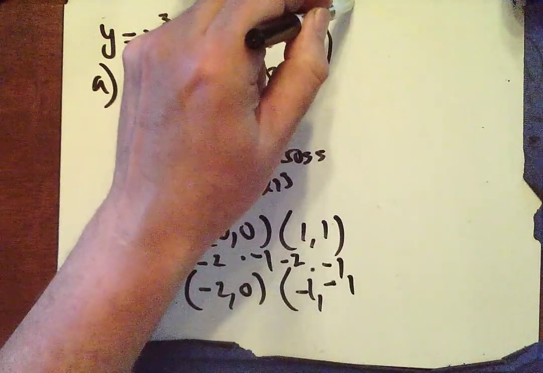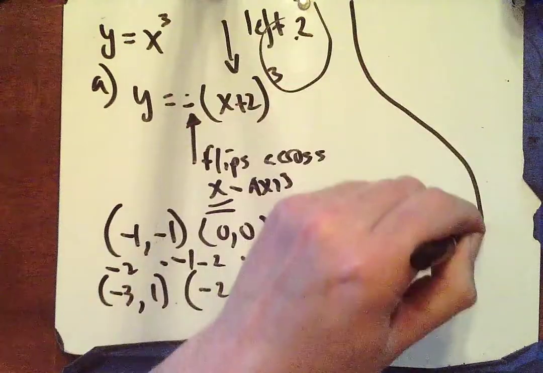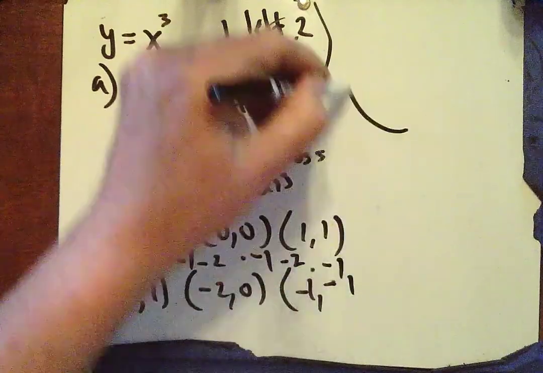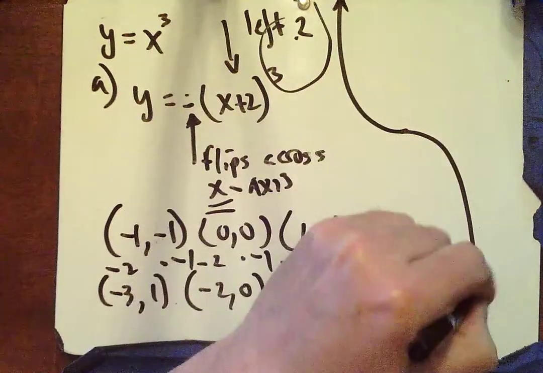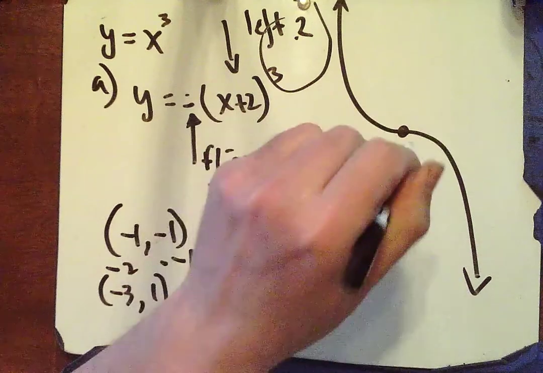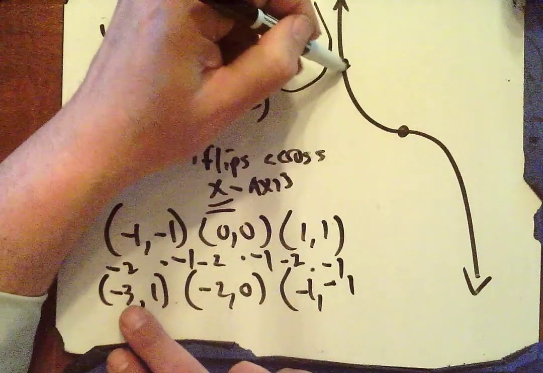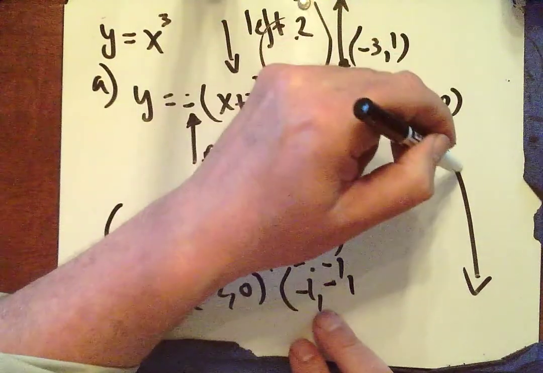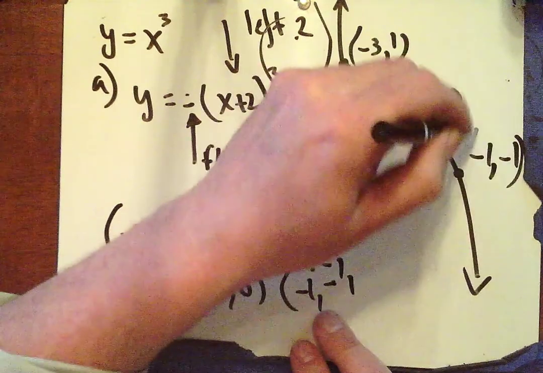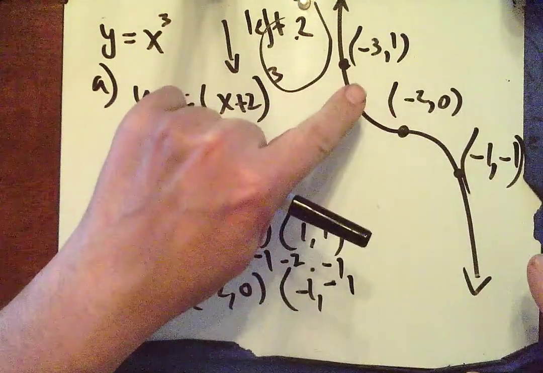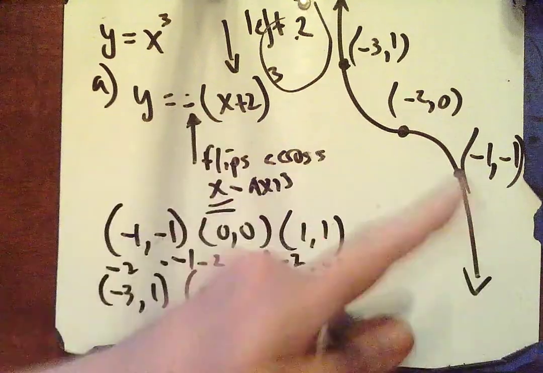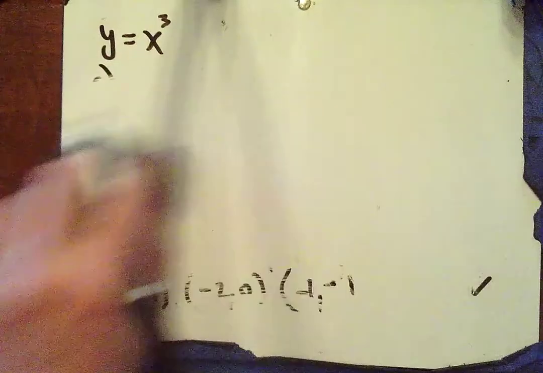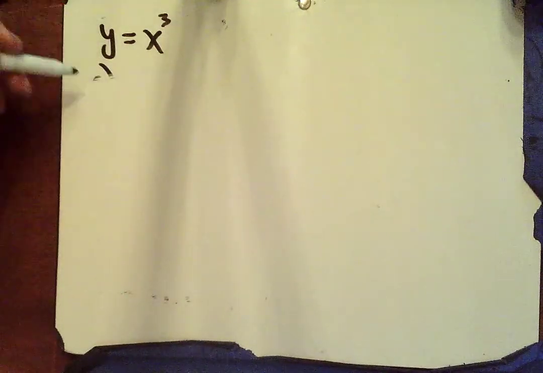So my graph, I like that better. We want to see a flat slope right at that point. So I've got -3, 1, I've got -2, 0, and I've got -1, -1. Okay? It's not a positive x to the third, it's a negative x to the third. We flipped it.